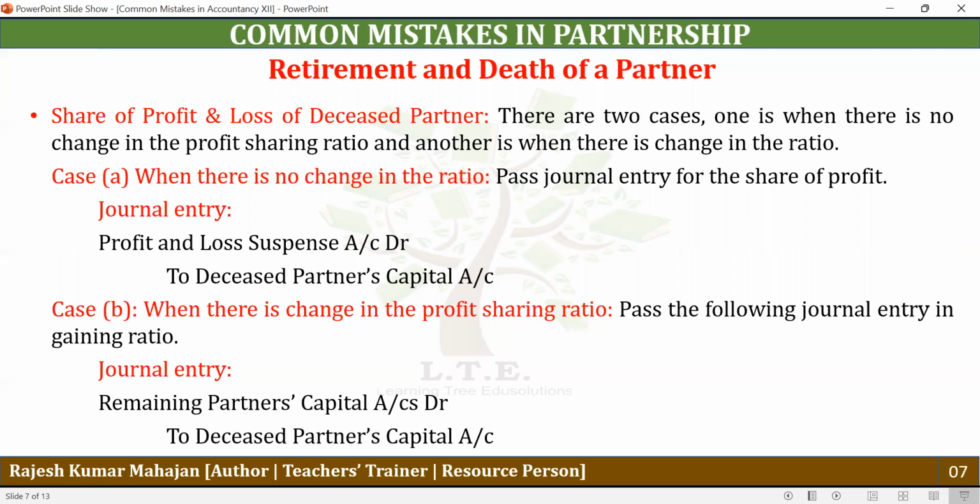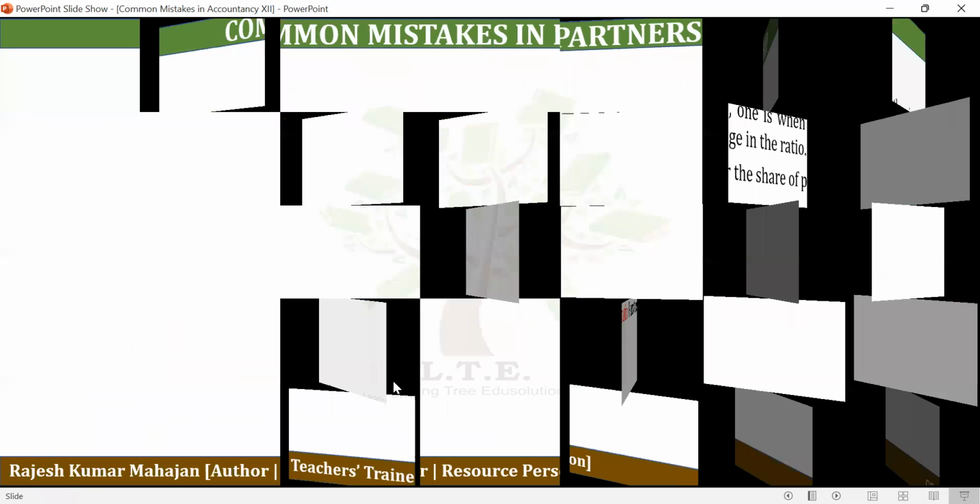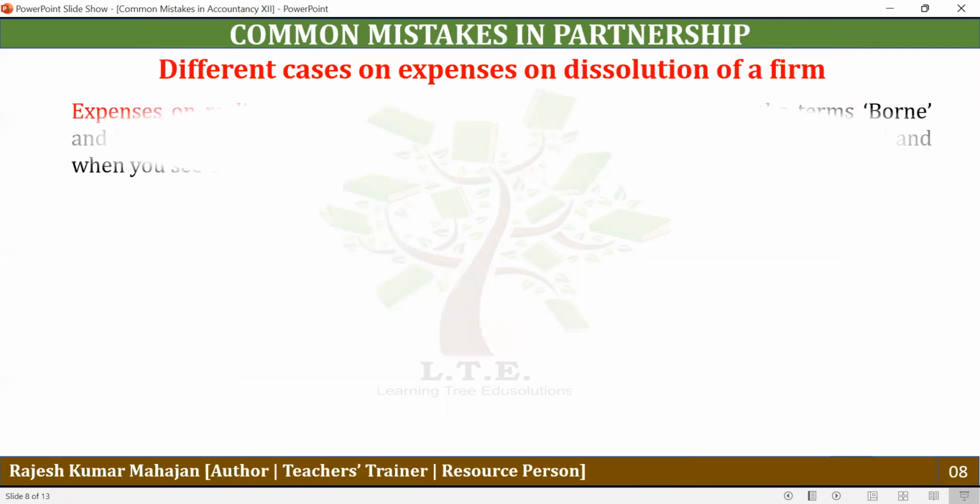So in a nutshell, keep in mind: when there is no change in the profit ratio, you will pass the entry for profit and loss suspense account debit to deceased partner's capital account, and the reverse entry in case of loss. And when the old ratio and the new ratio of the remaining partners are different, then the entry would be remaining partners' capital account debit to deceased partner's capital account in case of profit, and the entry would be reversed if there is a loss. I hope these two cases are clear, and you shouldn't make a mistake in this type of case. That's why I have taken these cases.